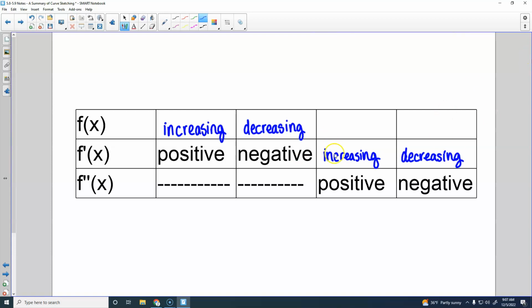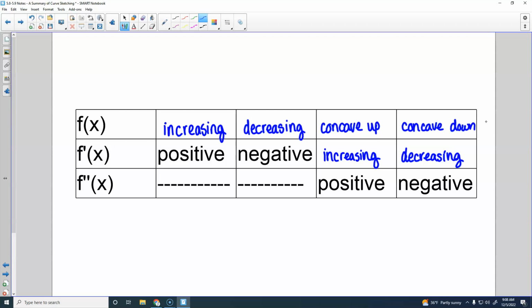So, if our derivative or our rate of change is increasing, that is concave up. And then here we would have concave down. So the first derivative tells us about whether the original function is increasing or decreasing. The second derivative tells us about whether the original function is concave up or concave down.